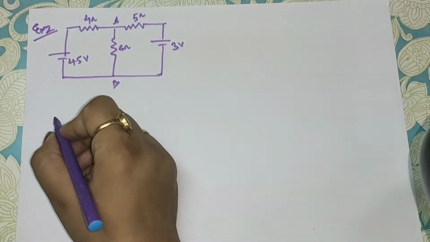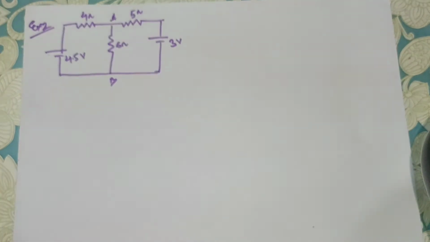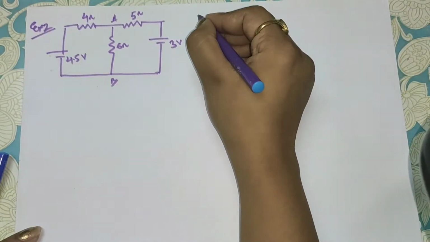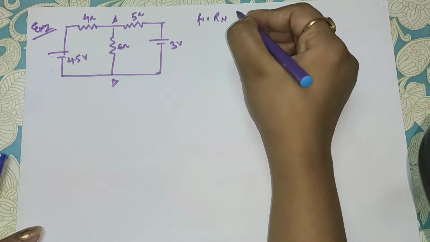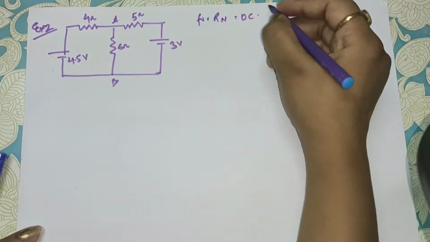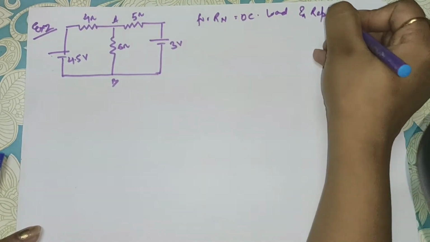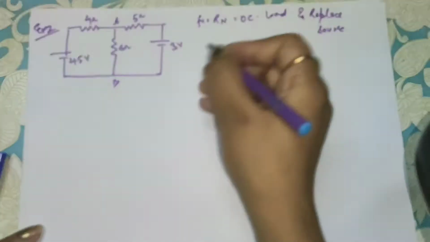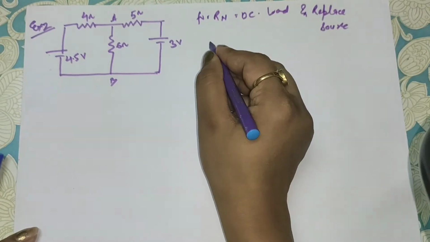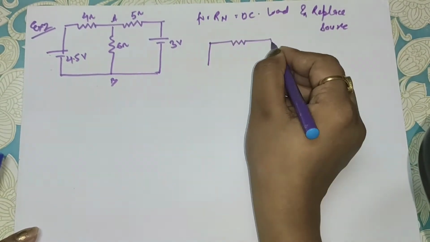So for IN and RN, open circuit the load and replace the sources. Okay, this you have to do. So what will be the circuit? The circuit will be like this.